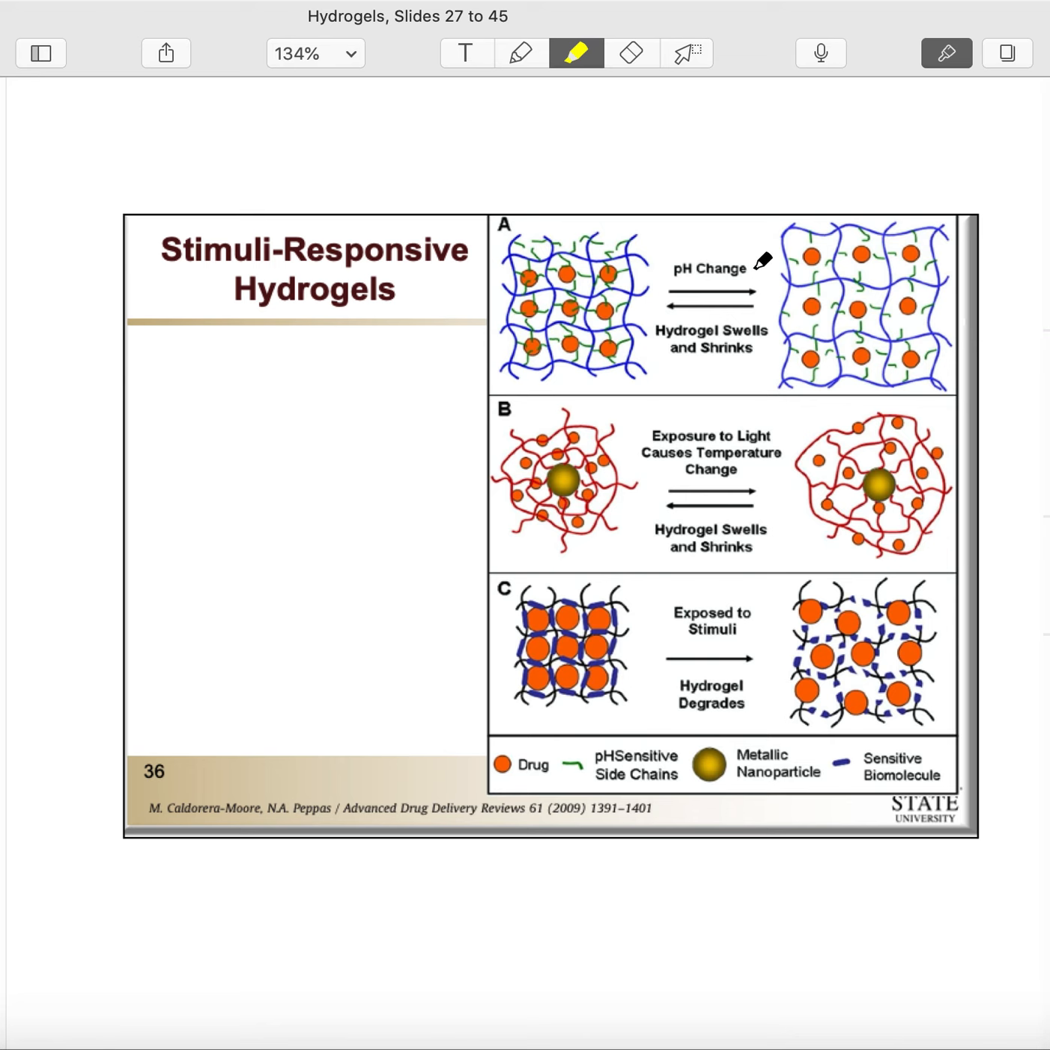And so of course with pH change there's going to be a change in the ionic character of the polymer, which would result in charges that repel the chains from one another and which would lead to swelling. And that is a reversible process, so we can change the pH back and forth to change the porosity of the hydrogel back and forth.